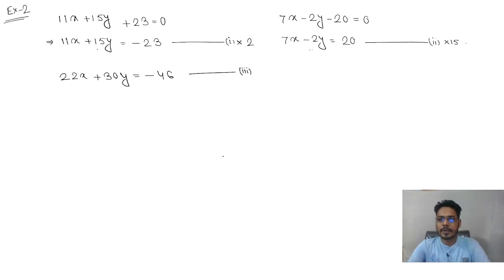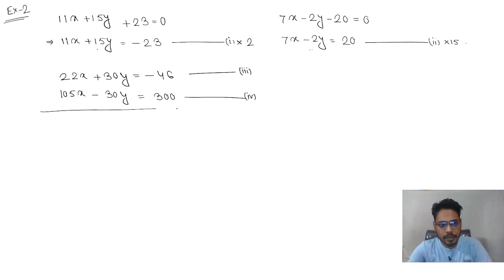Now here if you multiply equation number 2 by 15, you will get the fourth equation. That will be 105x minus 30y is equal to 300. It should be equation number 4.